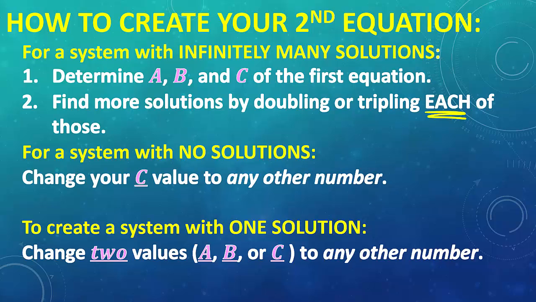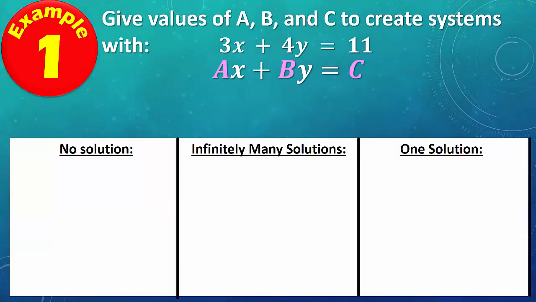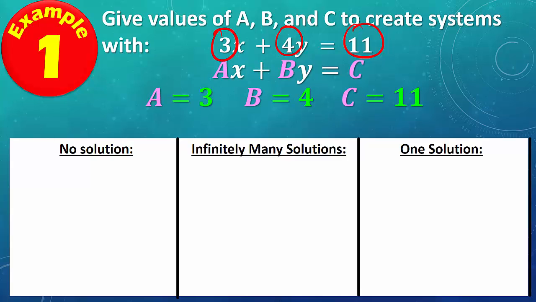So you want to change 2 of them. So for example, if we have 3x plus 4y equals 11, and we want to come up with 3 different linear equations that represent no solution, infinitely many solutions, and one solution, we're going to take a look at our a, our b, and our c. Now remember, there's your a, your b, and your c. So we've got 3, 4, and 11. Sometimes pulling the numbers up makes it easier to work with.